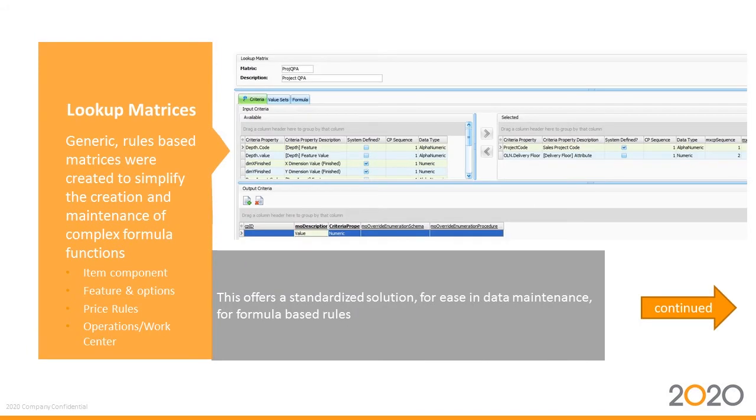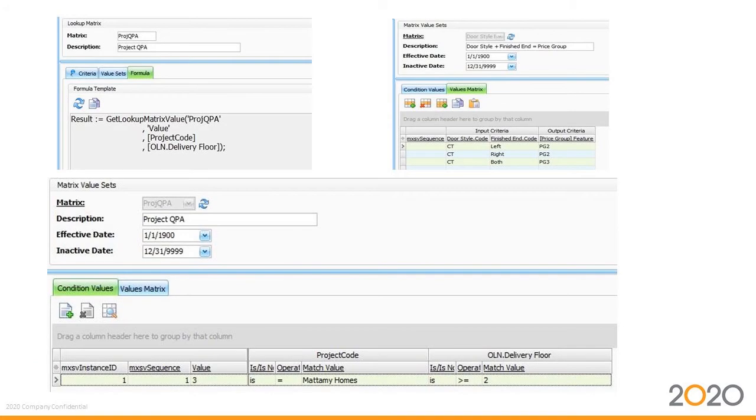Generic rules-based matrices were created also to simplify the creation and maintenance of complex formula functions used in item components, features and options, price rules, and operations and work centers. And this is showing the lookup matrix formula and the matrix value set, where that is coming from.